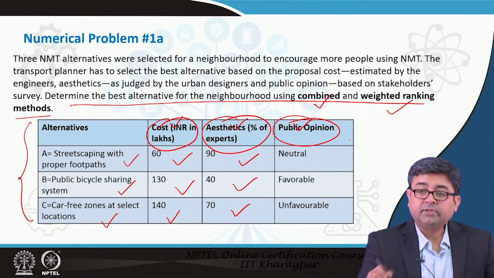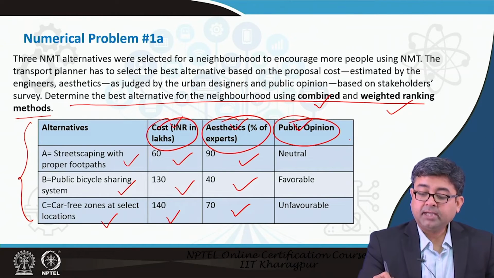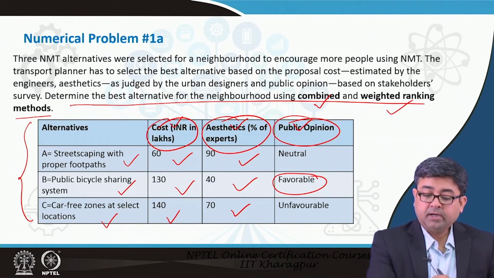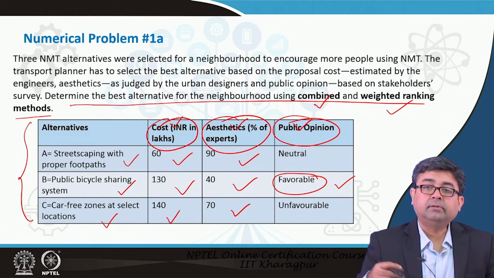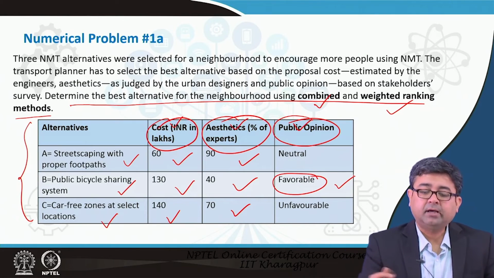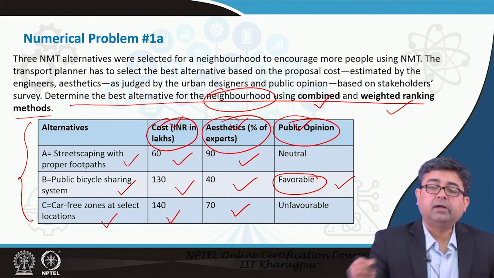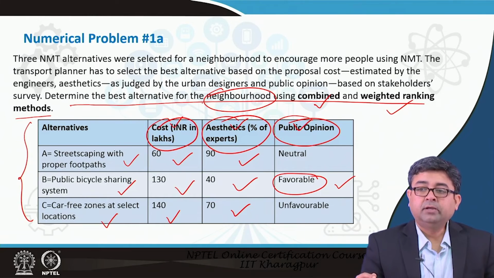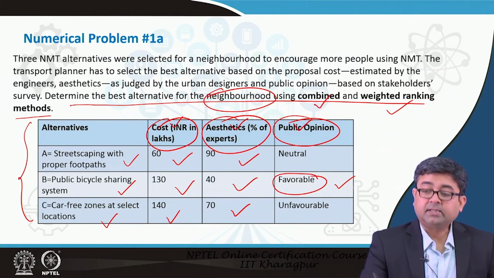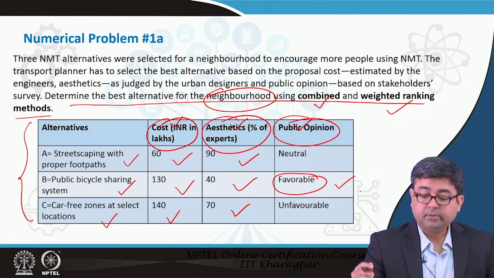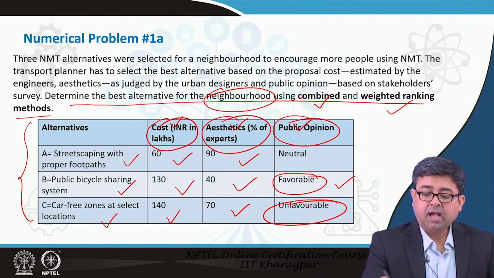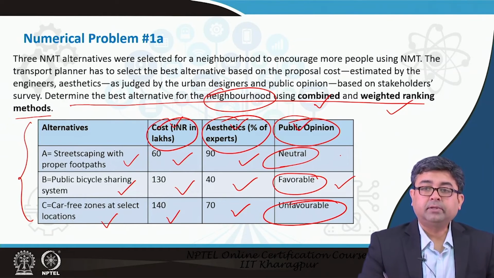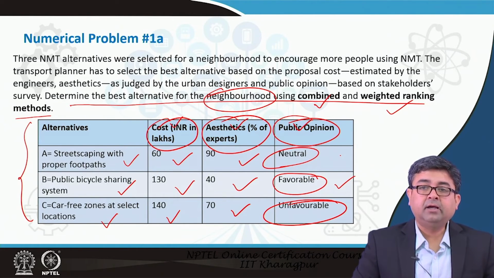For the last criterion, which is public opinion being favorable for a public bicycle system, favorable means the users of that neighborhood that you have asked, since you are doing it for a neighborhood. The users have said they are mostly favorable to a public bicycle sharing system, whereas they are not favorable to a car free zone and they are neutral to streetscaping. So, now that you have these three different criteria, how do you determine which is the best alternative?